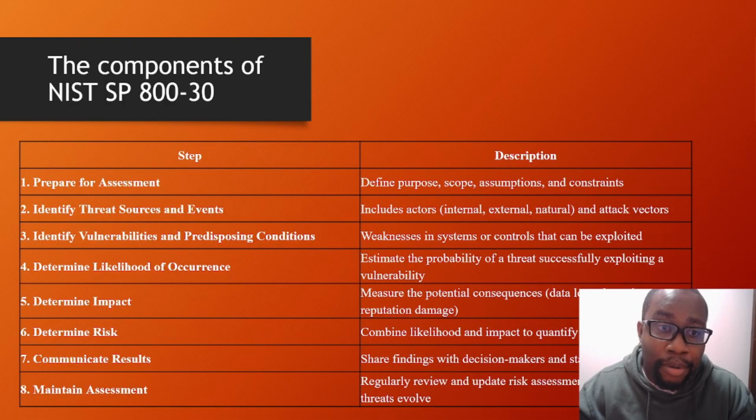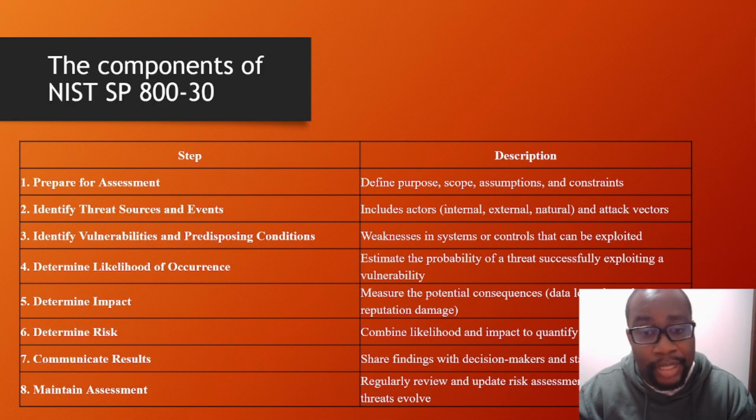All right, and now for the components of this special publication. So number one, your step one is prepare for the assessment. So you're defining the purpose, the scope, assumptions, and constraints. Step two is to identify threat sources and events. This includes actors both internal and external, natural and general attack vectors. Step three, identify vulnerabilities and predisposition conditions. So you're finding out the weaknesses in the systems or controls that can be exploited, i.e. the vulnerabilities.